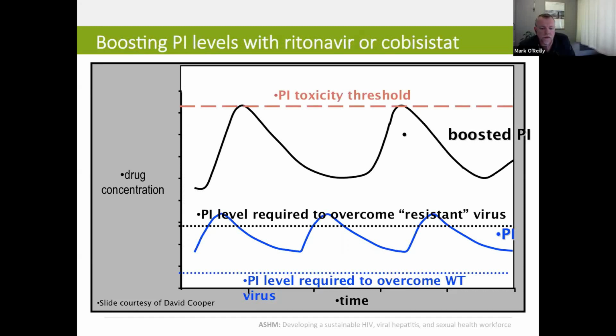This slide just shows you the role of boosting with ritonavir. In blue down the bottom, you can see what drug concentrations could be achieved if a protease inhibitor was given but was not boosted. And what you can see is the dotted line through there, the appropriate drug concentration is not achieved through the life of the drug. When you give a boosted protease inhibitor, however, you can see the black line higher up is entirely above the level required to overcome resistant virus, but largely below that associated with PI toxicity. So this explains why we use boosters to boost protease inhibitors.